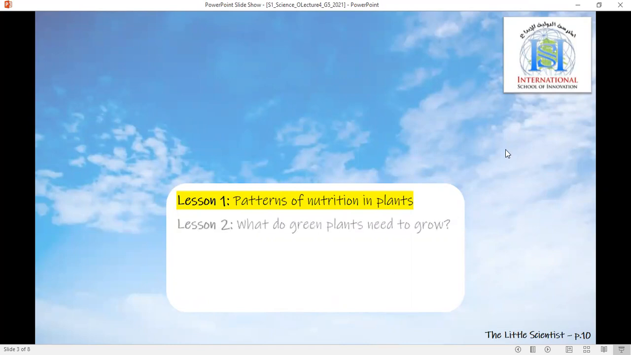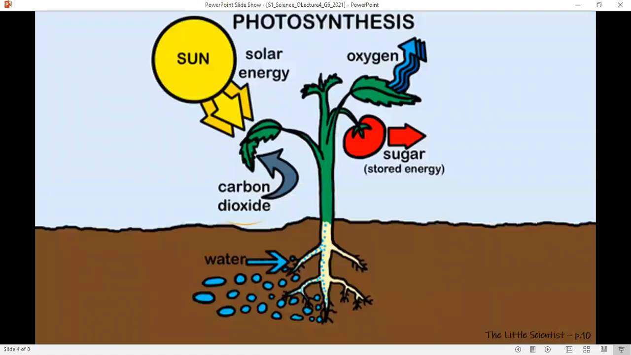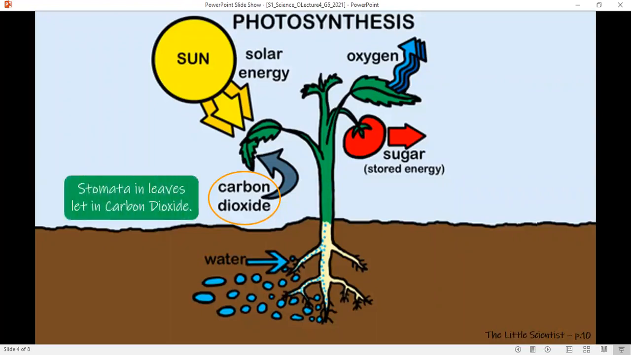What do green plants need to grow? They need carbon dioxide from the air. Look at the arrow. The arrow is pointing to the undersurface of the leaf. On the undersurface of a leaf, you will see stomata, which are the tiny holes that let carbon dioxide in the plant. The plant needs carbon dioxide. How can a plant take in carbon dioxide? Using its stomata. The stomata are the small holes found on the undersurface of the plant's leaves.